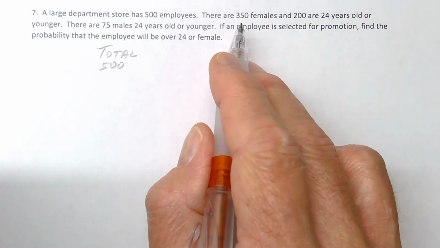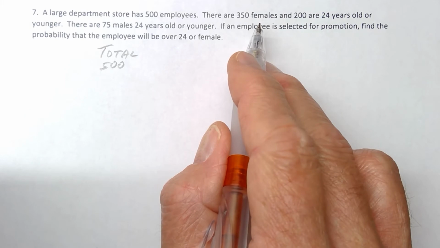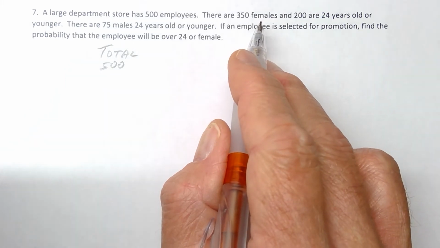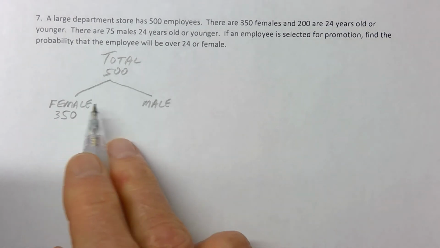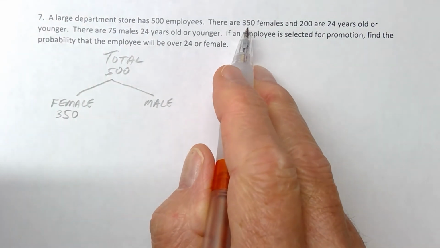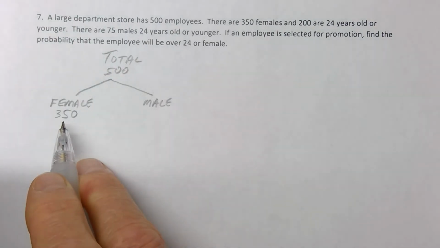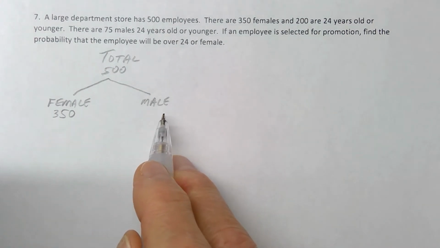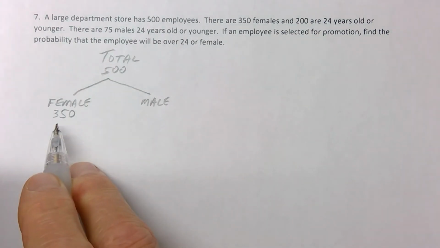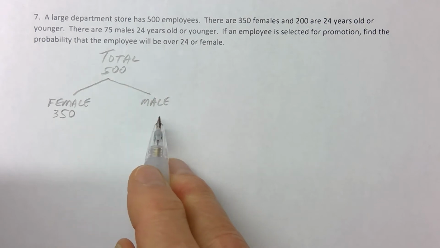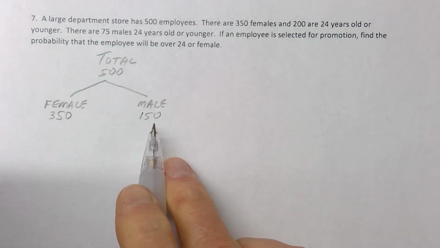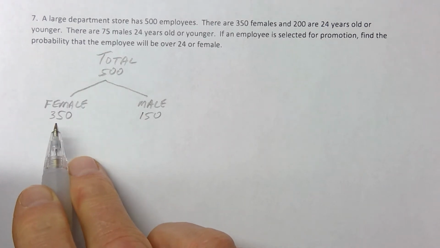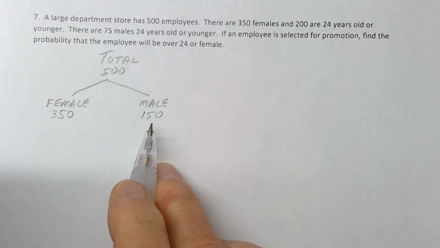It says there are 350 females. Okay, I'm going to stop there. They must have split it into females versus males. All right, so female versus male. They said there's 350 females, so they gave us this number. They didn't tell us how many males there are, but we can find out. We'll just subtract the 350 from the 500. That means there's 150 males. All right, so they're not going to give you all the information. They'll give you some of the numbers, and you got to figure out the rest.